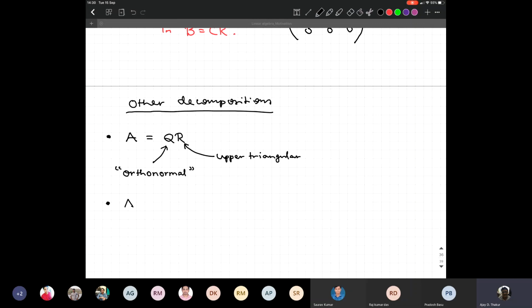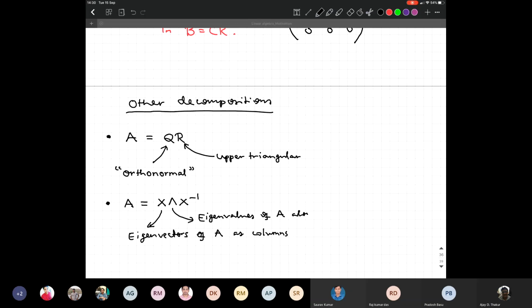The other decomposition which is of interest is to write A as x lambda x inverse, where x has eigenvectors of A as columns, and lambda is essentially the eigenvalues of A along the diagonal of lambda.